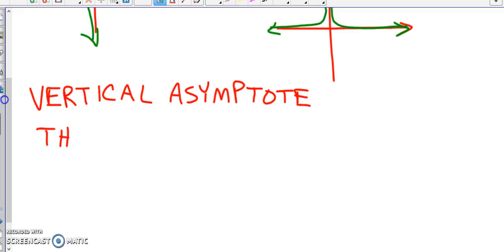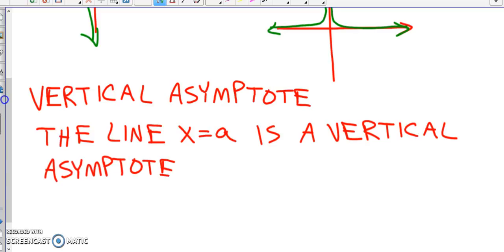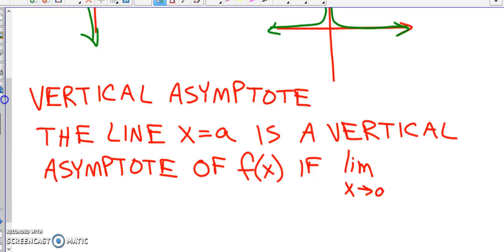So, the line x equals a is a vertical asymptote of f of x if the limit as x approaches a from the left of f of x is either positive or negative infinity. Now notice, it'll only be one of those, but it could be either one.